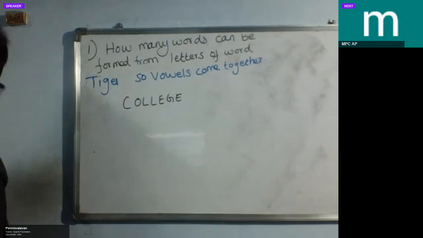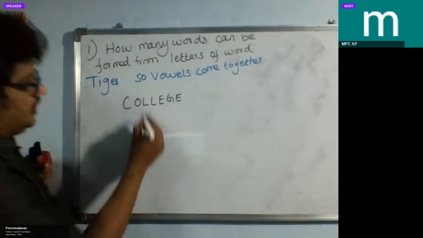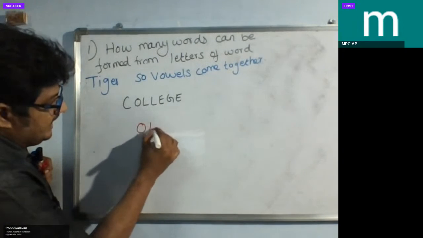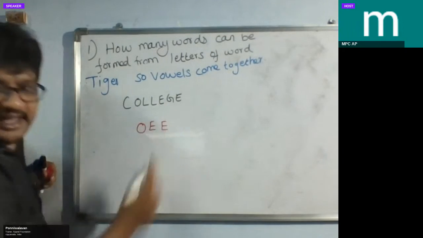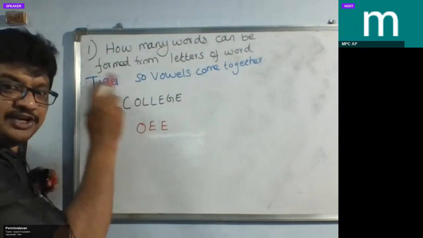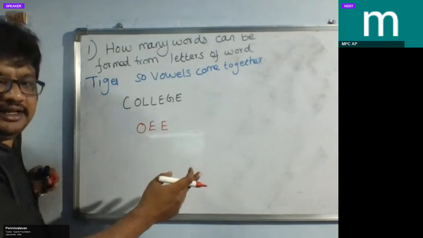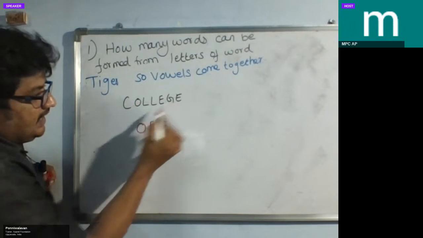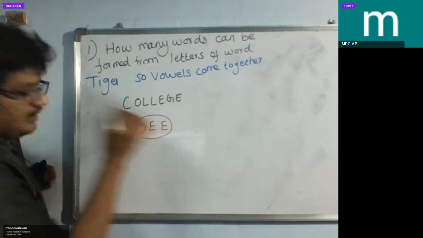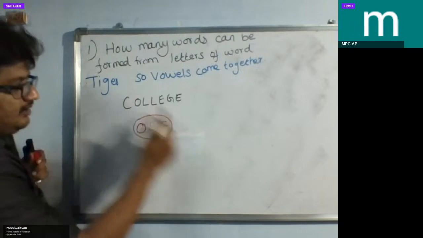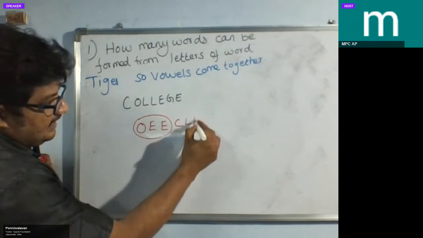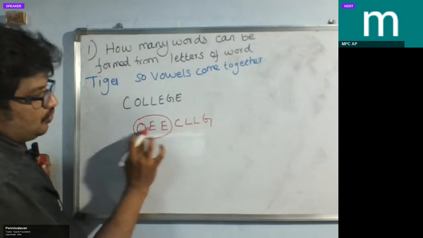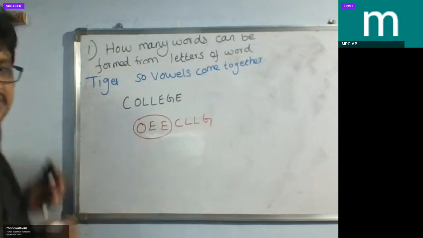College. Listen carefully. What are all the vowels in college? O, E, E. If E comes twice, you need to consider it as 2 letters. Don't take it as a single letter. O, E, E. Then C, L, L, G.